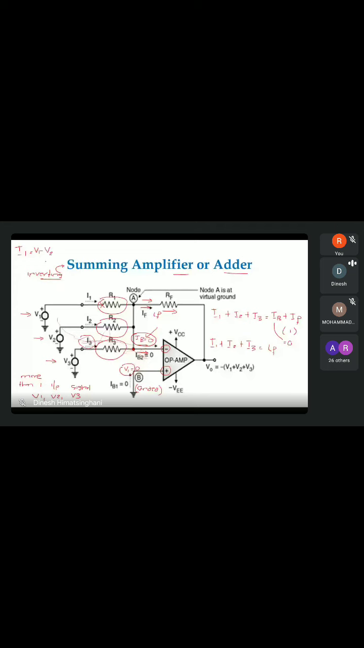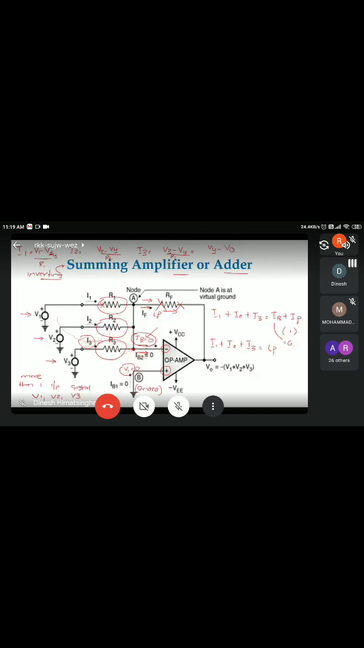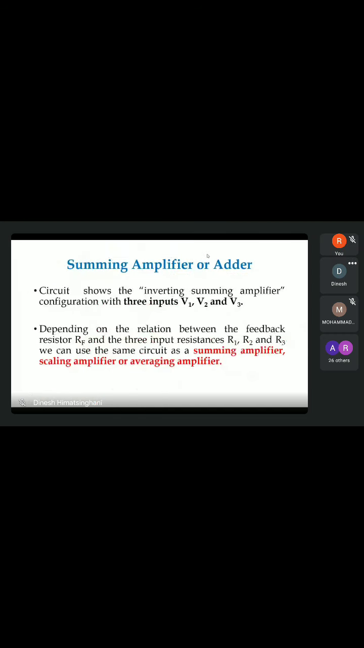Similarly, I2 will be V2 minus VY divided by R2, where I call the voltage at this node VY because V2 is here. And similarly, I3 will be V3 minus VY divided by R3. And what is your IF? IF is the voltage at this end of the resistor, VY, minus the voltage at this end of the resistor, V0, divided by RF. And then the idea is that I'm going to simplify this.